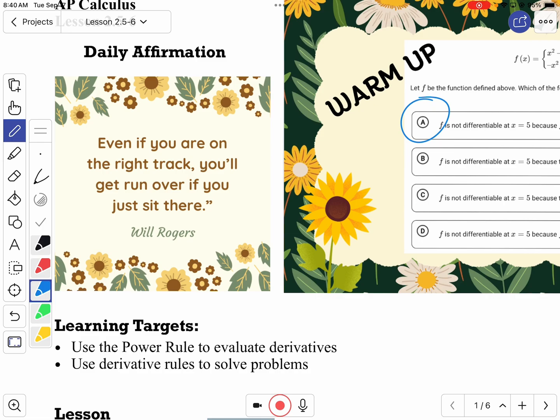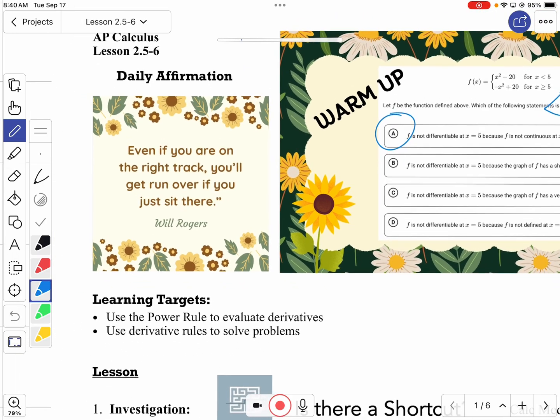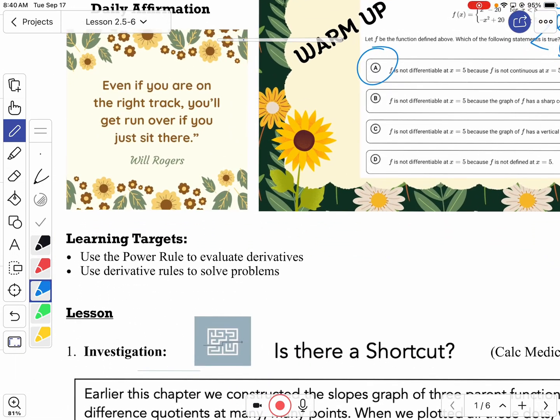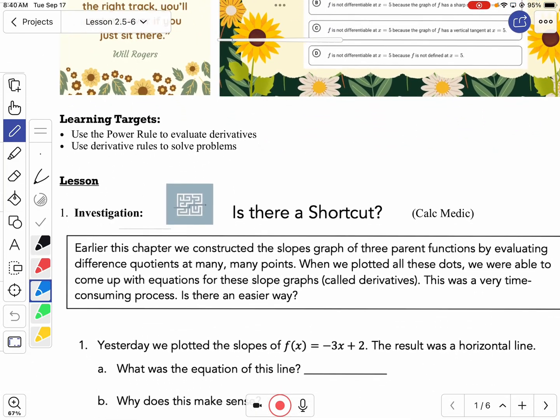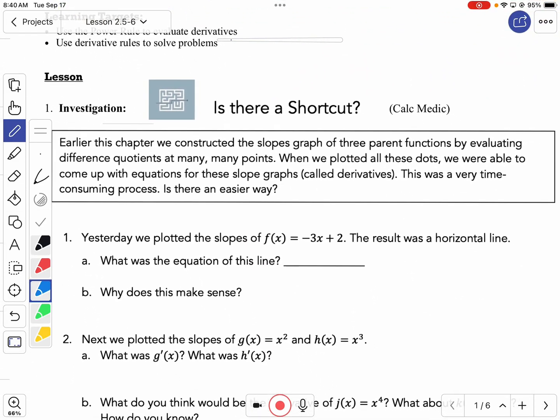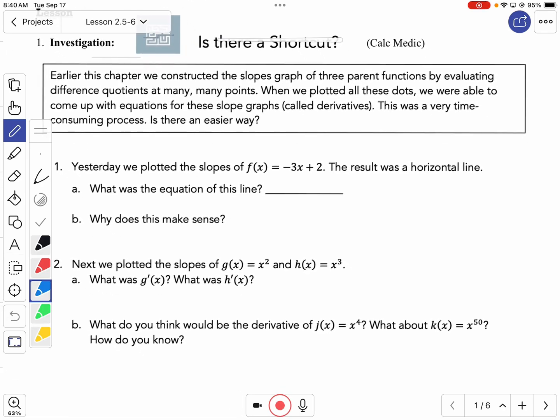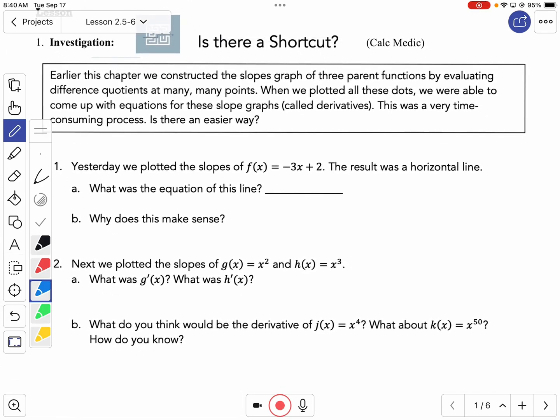All right, get moving. So today we're going to learn about the power rule to evaluate derivatives. Some of you may have figured it out as you've been working through all the things we've been doing and how we use derivative rules. This is that derivative shortcut I've been alluding to. We talked about it a little bit earlier in the unit, where we graphed those functions and their slope graphs, their derivative graphs, and looked at what happened.